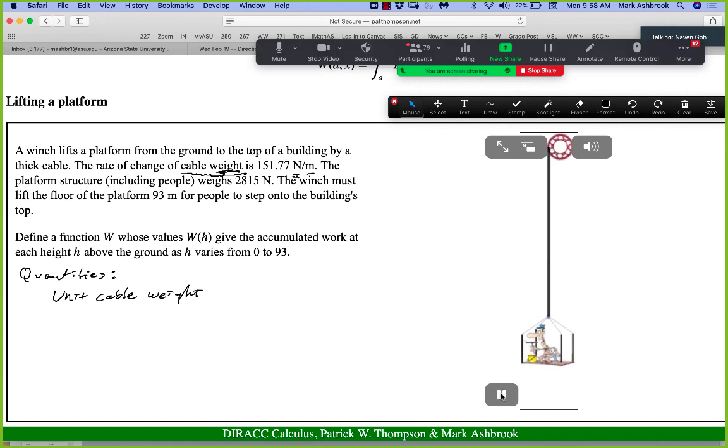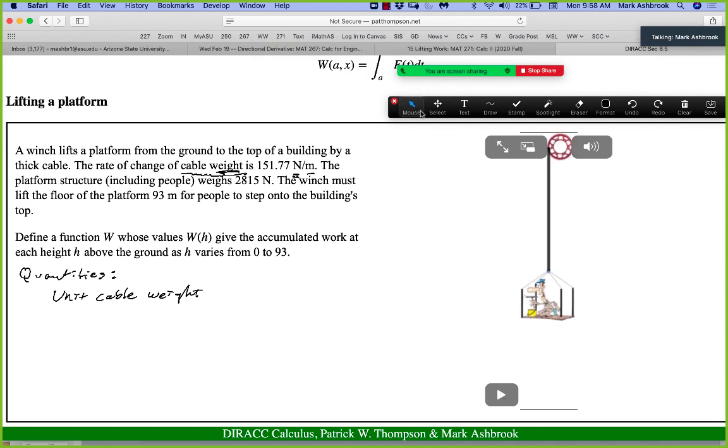The platform structure, including the people, weighs 2,815 newtons. Okay, the weight. And to clarify what I mean by quantity, a quantity is not a value. A value would be a measure of a quantity. A quantity is something like the temperature in this room, or the distance from my house that I've ridden on my bike. A quantity takes on values, but the quantity itself is not the value or the measure of it.